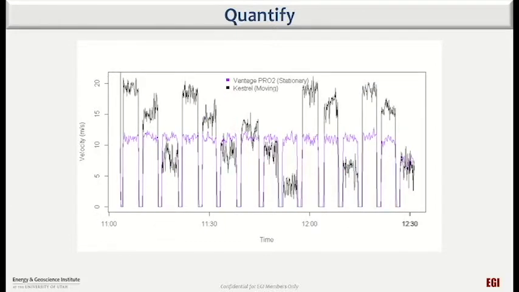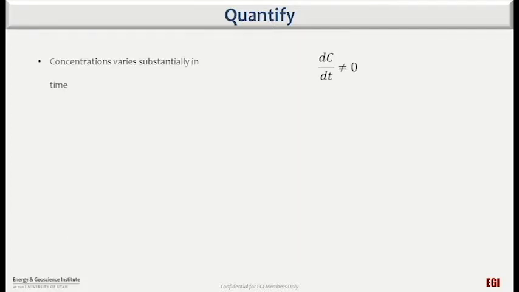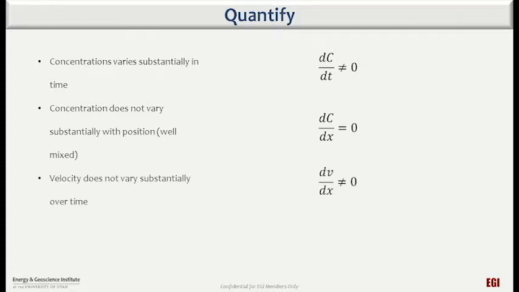Next, we look at the velocity measurement. Unlike the concentration measurements, velocity remains relatively constant with time, as shown by the purple stationary measurement, but varies with position, as shown by the moving black measurement. Mathematically, these concepts break down into the following. Concentration varies substantially with time, but does not vary with position. Conversely, velocity does not vary substantially in time, but does change with position.